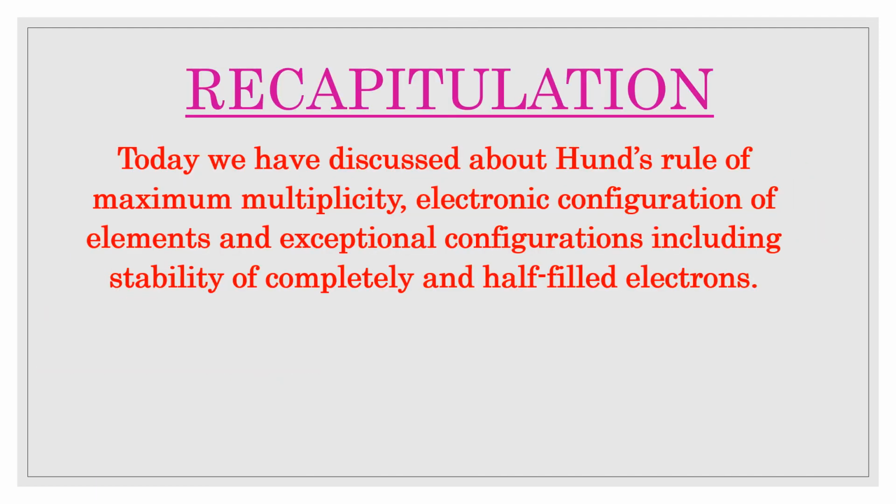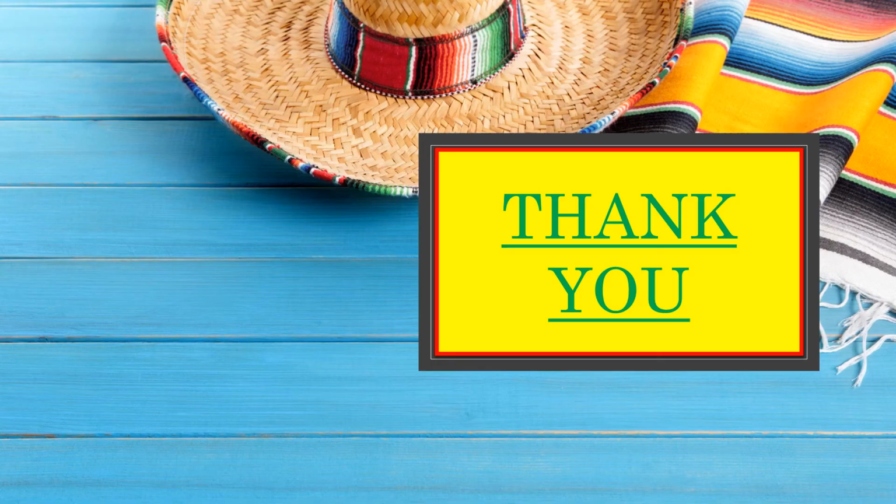So today we have discussed Hund's rule of maximum multiplicity, the electronic configuration of elements from 1 to 30, the exceptional configurations between 1 and 30, and the stability of completely and half filled orbitals. Those who have not understood properly, try to practice it at home for understanding.